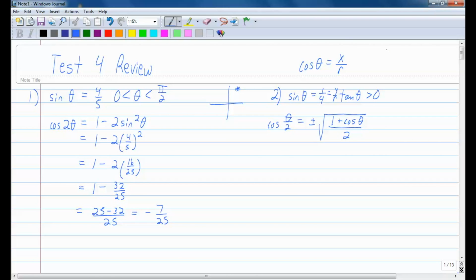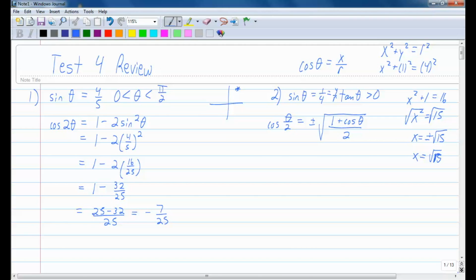If I solve for x, I'll be able to figure out what cosine theta is equal to. To solve for x, you use the formula x squared plus y squared equals r squared. So x squared plus 1 squared equals 4 squared. So x squared plus 1 equals 16. X squared equals 15. Take the square root of both sides. X equals plus or minus the square root of 15. Since we're in the first quadrant, it's going to be positive. So x is the positive square root of 15.